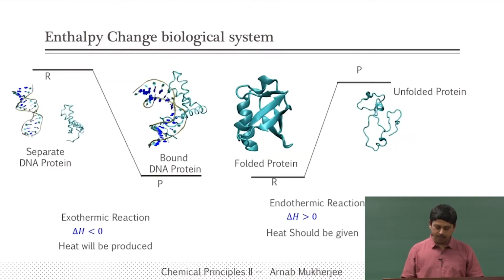So, here there is an example where we are showing the binding of a protein to the DNA as an enthalpically favorable process. However, it need not be, we are just giving one example. Similarly, we are showing the unfolding of a protein as an enthalpically costly process. Delta H is positive, which means we have to put heat into the system. It may or may not be the case, it is just a prototype example.